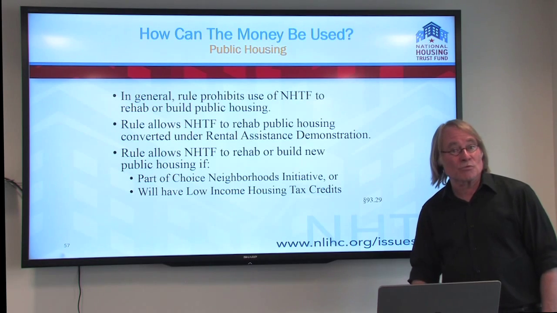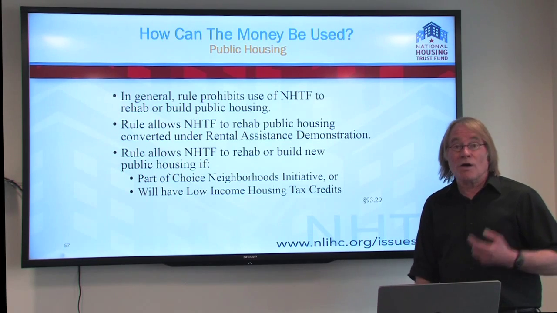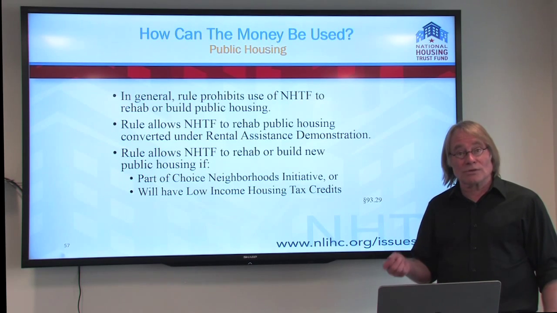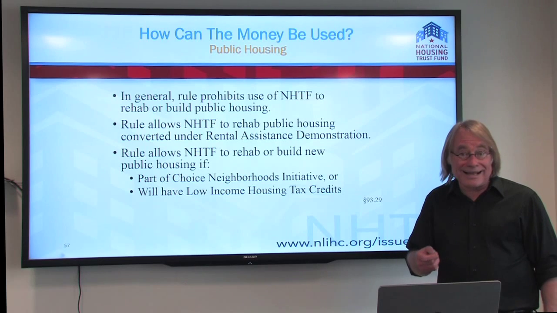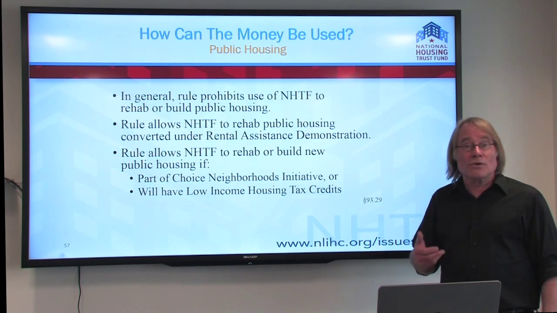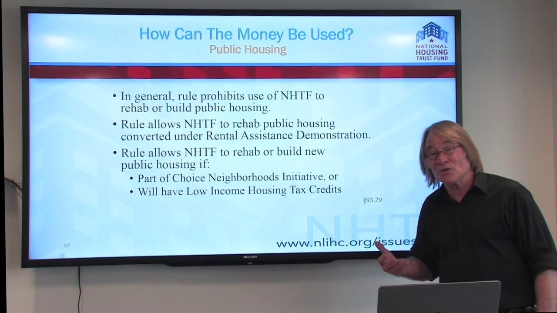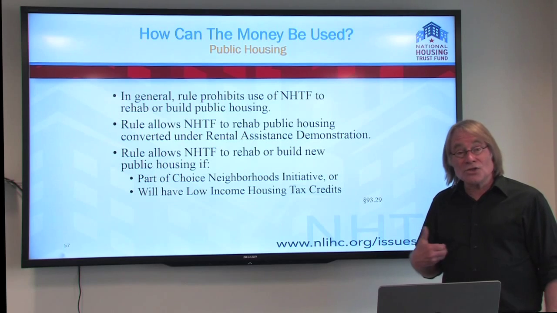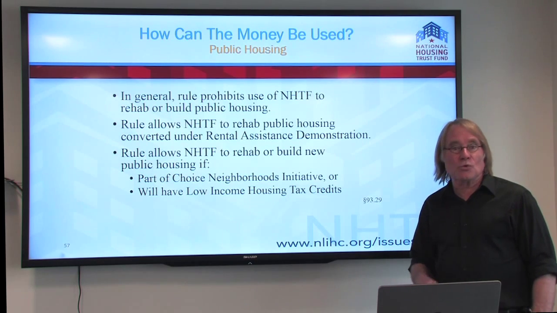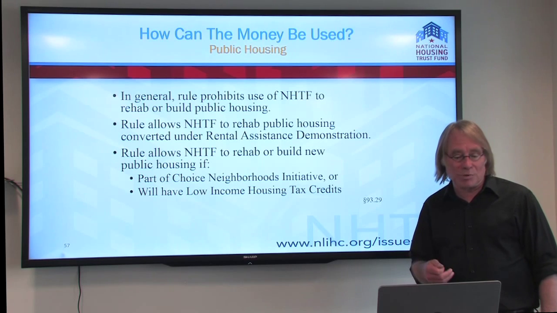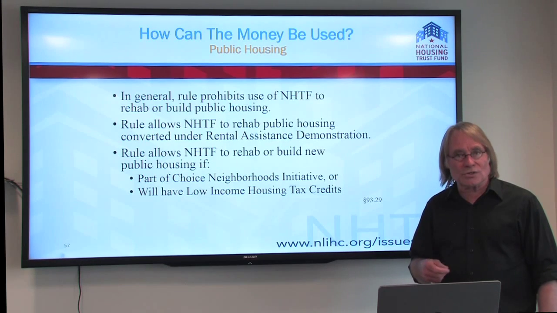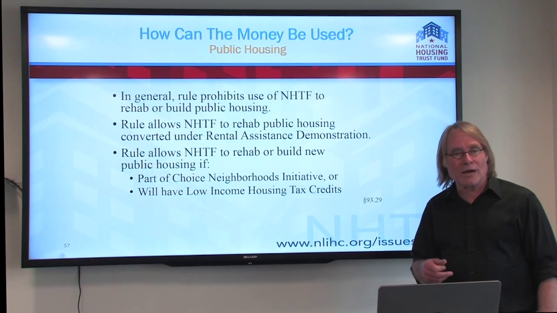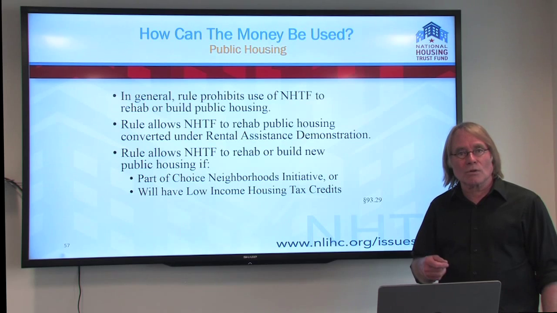Currently, 185,000 public housing units are being converted from public housing to either project-based vouchers or to project-based rental assistance. HUD is constantly seeking to eliminate the cap altogether so that all 1.2 million public housing units would be eligible to use National Housing Trust Fund dollars. In addition, the interim rule allows trust fund money to rehab or build new public housing if that's part of a Choice Neighborhoods initiative or if it's part of a mixed finance public housing project that entails the low-income housing tax credit.